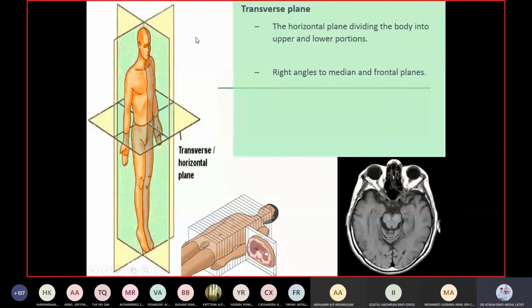Okay, so this is your anterior part, and this is your posterior part. So you can see from the front here, this is your eye sockets, this is your nasal cavity, and this is your brain with your brainstem here. So this is called the transverse plane, where you cut horizontally through the body.